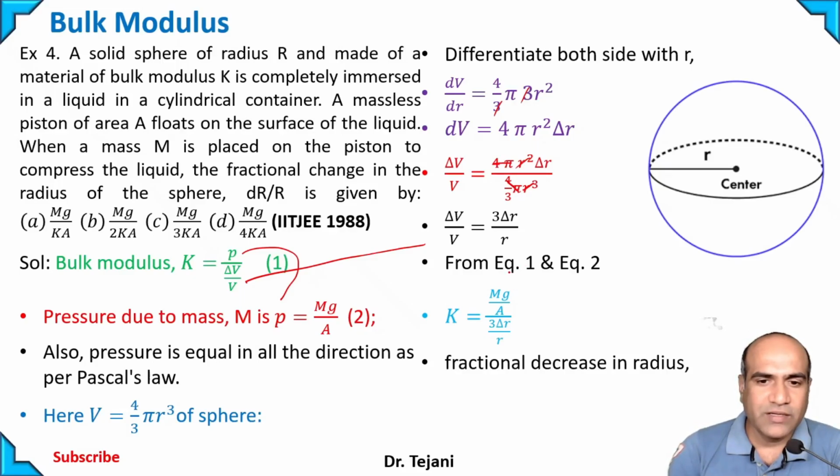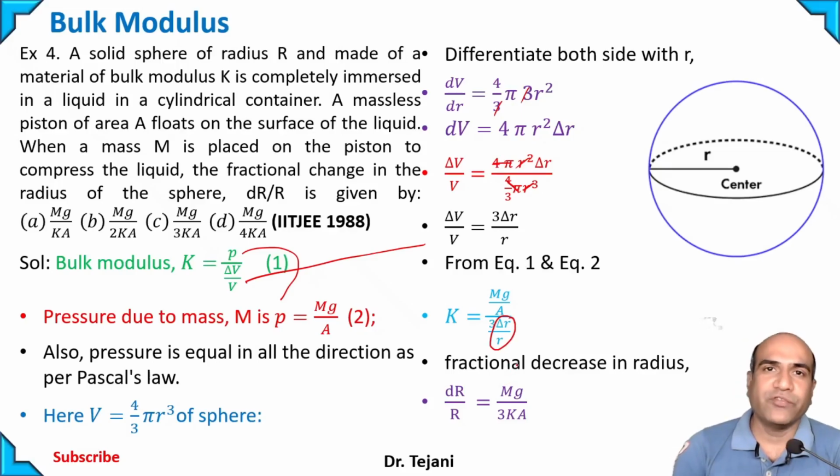If we take the decrease in the radius, delta R by R is equal to mg by 3 K A. Mg by 3 K A, which one is correct? Answer C is the correct answer.